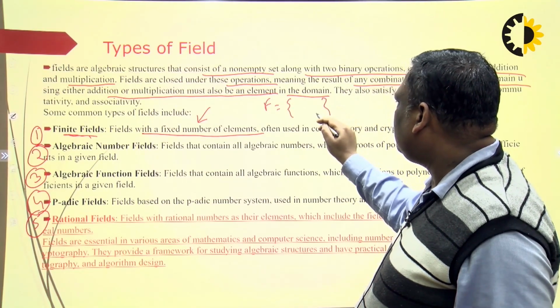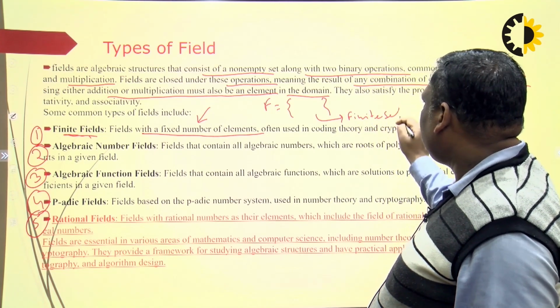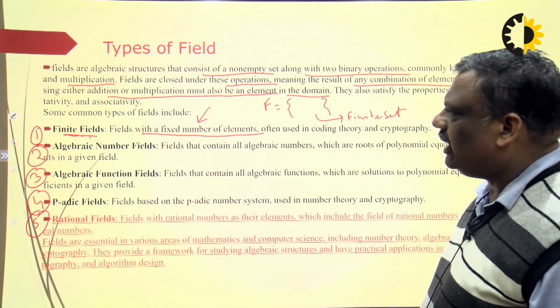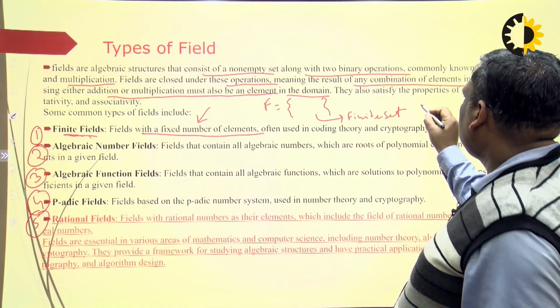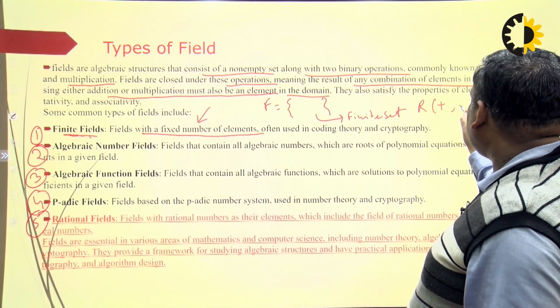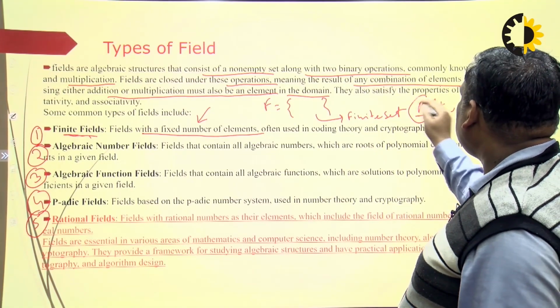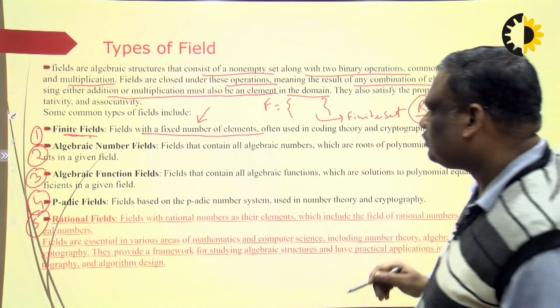A set that is a finite set only, so this one is known as a finite field. Suppose that R with respect to addition and multiplication, R is the rational numbers here. So this one is not a finite field.